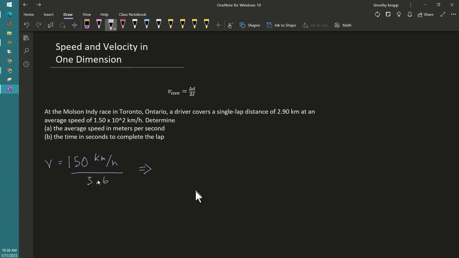And so after you do some conversions there, that works, and we end up getting 41.7 meters per second. So that's A.